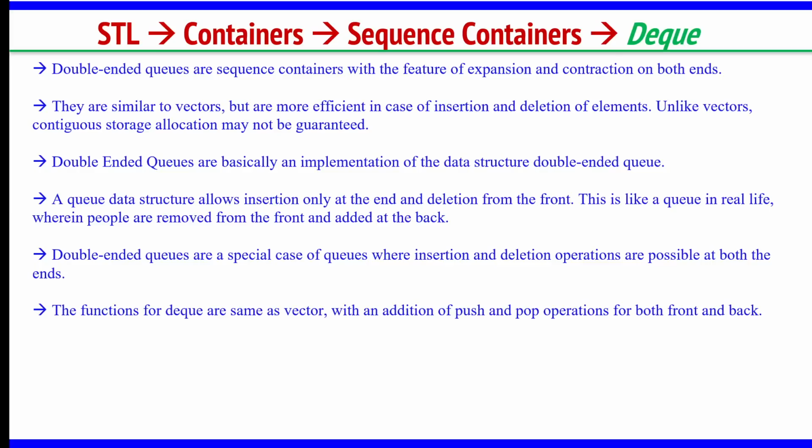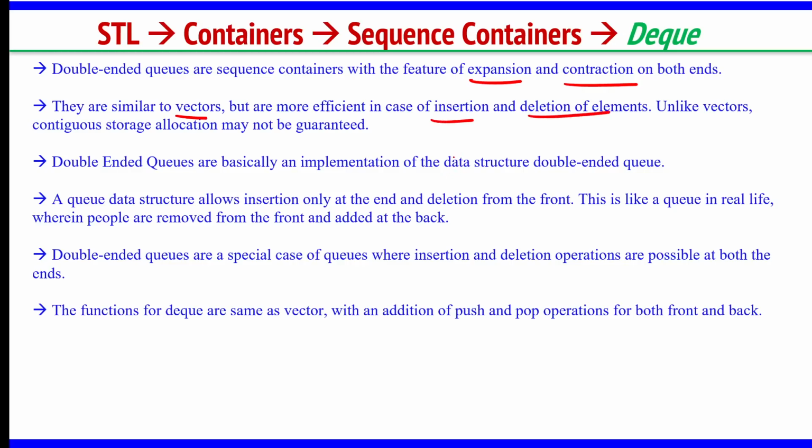Let us study about the next sequence container, that is Deque. Deque stands for double ended queues, where insertion and deletion can happen at both ends, with the feature of expansion and contraction on both ends. They are similar to vectors, but are more efficient in inserting and deleting elements.